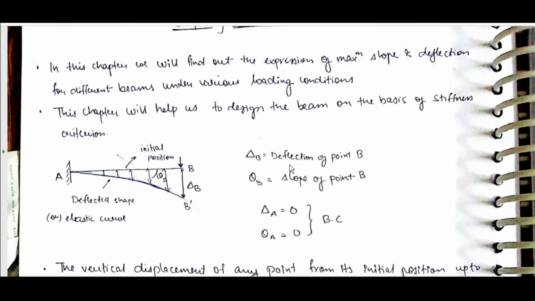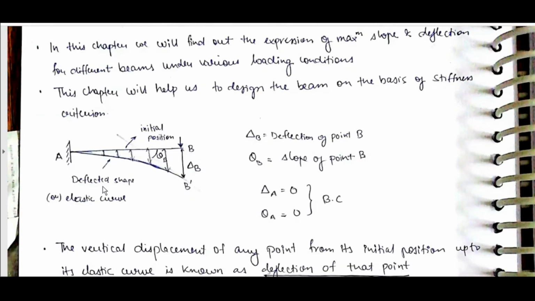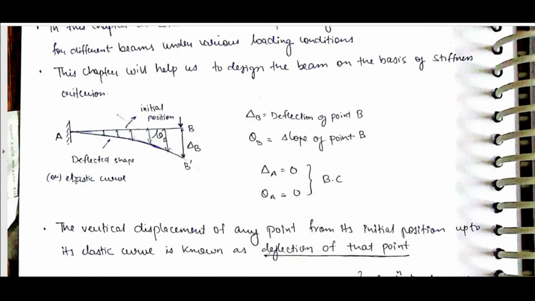Okay, at B, delta B is deflection at point B. Theta B is equal to slope of point B. At this point, slope of point B. And this is deflected shape or elastic curve. Delta A is equal to 0, theta A is equal to 0. Boundary conditions, as this is fixed.